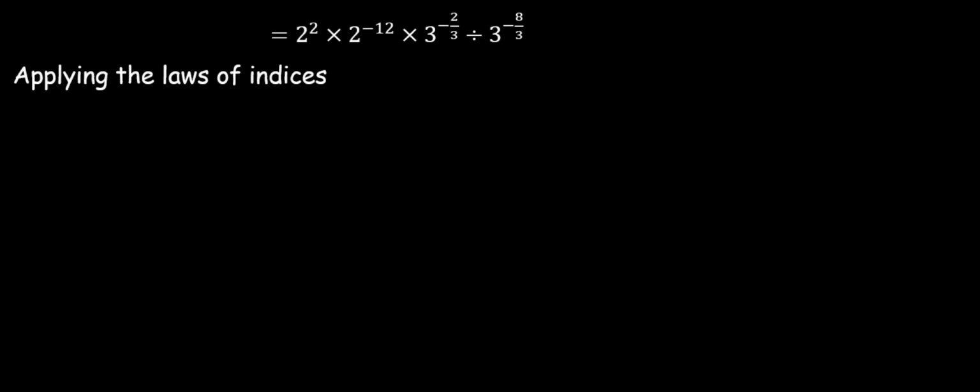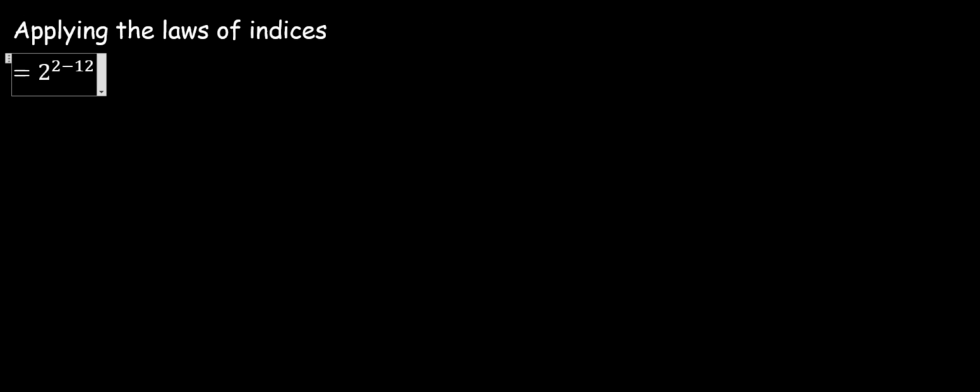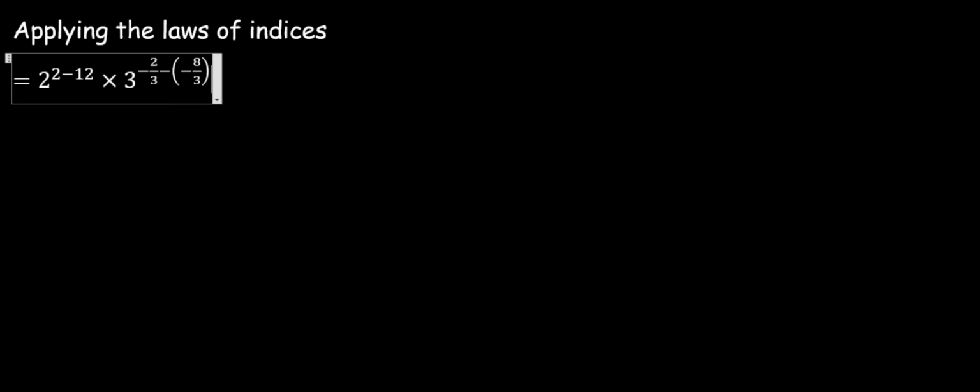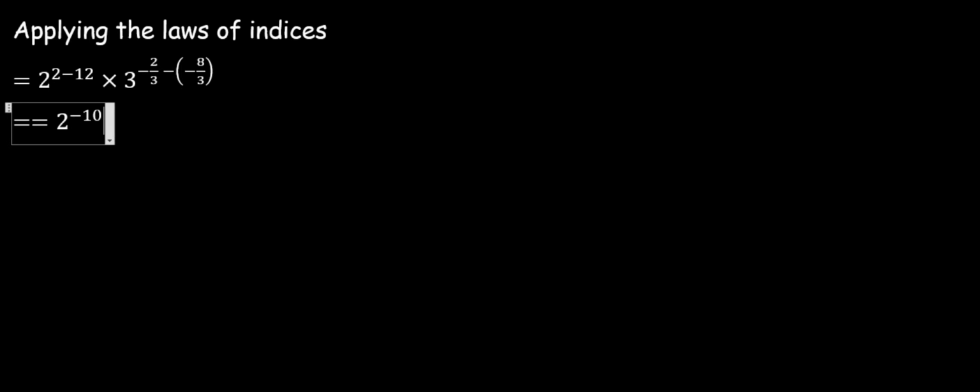So it will now be 2 raised to power 2 minus 12 times the 3's. We now go together: 3 raised to power minus 2 over 3. Division is minus, so minus, then you open bracket to accommodate what you have there before, minus 8 over 3. Close the bracket. And 2 will be raised to power minus 10, because 2 to the power 2 minus 12 is minus 10. So that's why you have 2 raised to power minus 10 times 3.